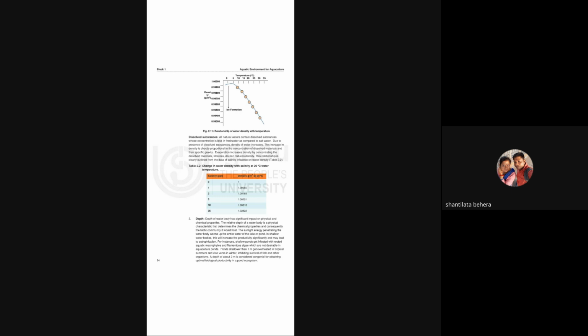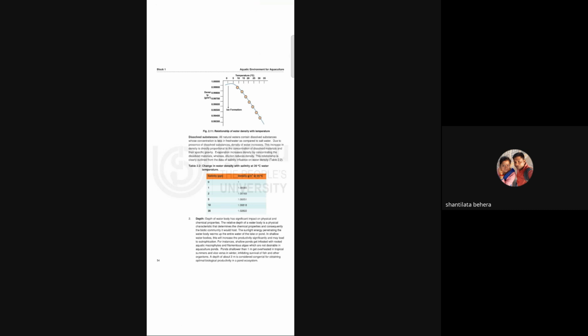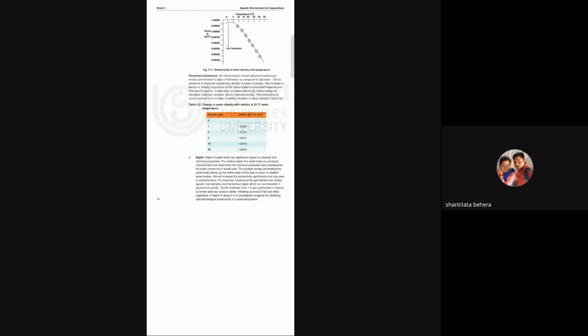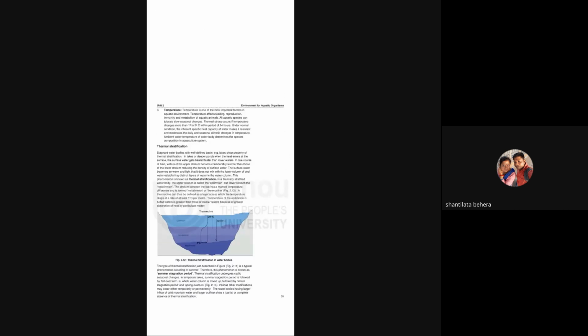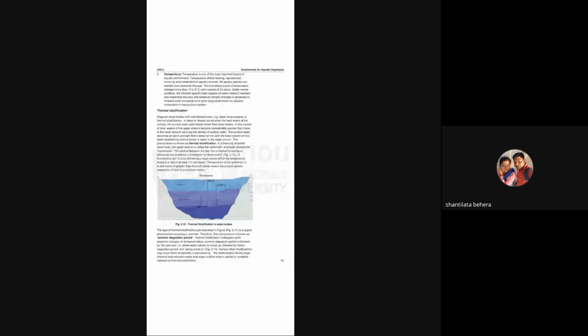As solutes increase, the water will become more polluted. So density increases and pressure also increases. In that case, it will not provide a proper environment for the growth of aquatic organisms. Okay, so these are the physical factors.